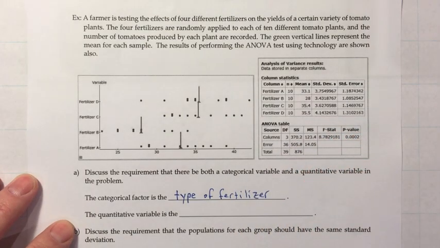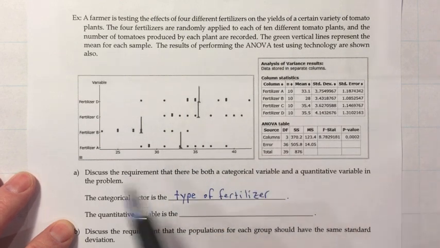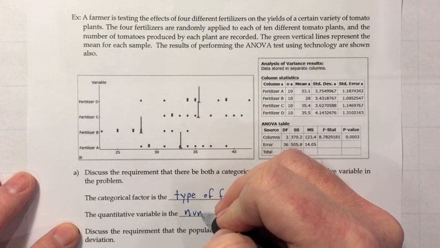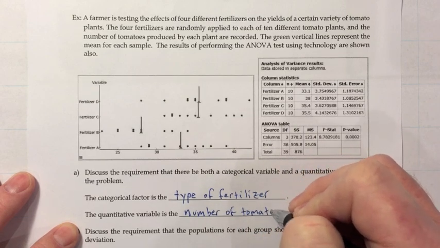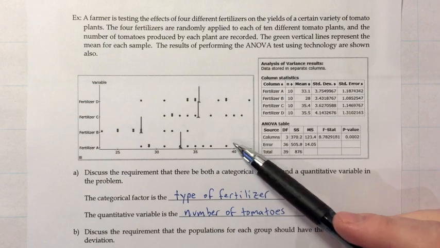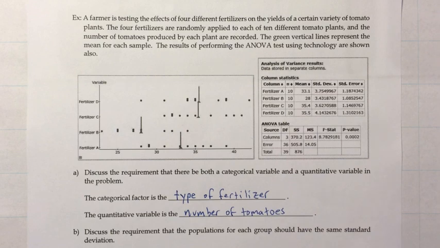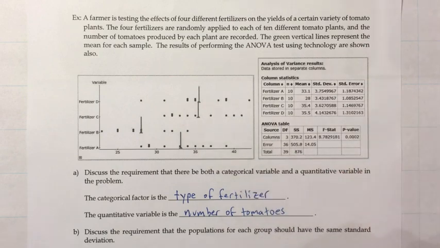And then the quantitative variable is the one we're computing means for, and we're getting the mean number of tomatoes for the sample from each fertilizer type. So the quantitative variable is the number of tomatoes. And that's all right here, but it's the number of tomatoes for each individual plant. So we tested 10 plants with fertilizer A. One of them, it looks like, produced 39 tomatoes. This one, 36 tomatoes. That one, 35 tomatoes, and so on. So the variable is the number of tomatoes for each plant, not the average number. We'll use the average, but the variable is just for each individual plant.